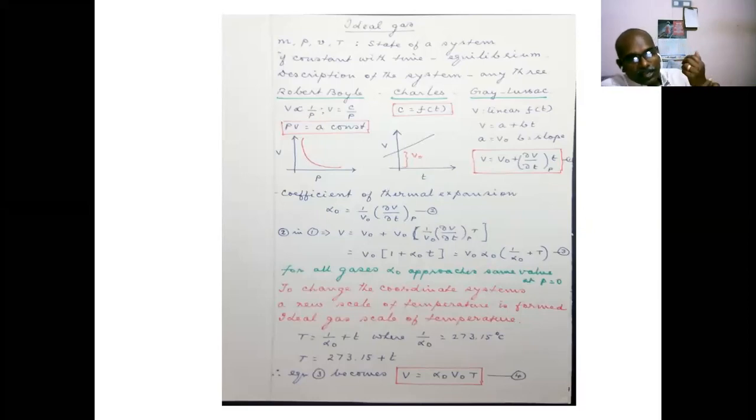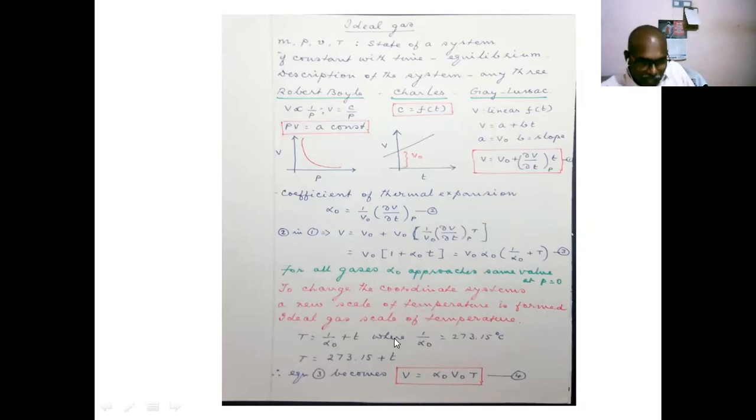Now, in order to change the coordinate system, a new scale of temperature is formed, which is called the ideal gas scale of temperature. What is that ideal gas scale of temperature? I want to take this entire unit from equation 3, that is 1 by alpha 0 plus the small t temperature, which is equal to the capital T, which is called the ideal gas scale of temperature, which is equal to 1 by alpha 0 plus t, where this 1 by alpha 0 is the same for any gas, because alpha 0 approaches the same value at pressure equal to 0.